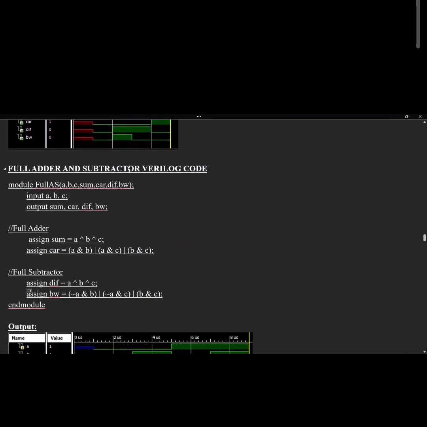Now the full adder and subtractor Verilog code. First for the module, we can give any name. Inside this we give the inputs and outputs. Inputs here are A, B, C. Sum, carry, difference, borrow are outputs. We use the input and output keywords. Next is assign sum, and assign difference is the same because we use XOR gates: 2 XOR gates and 3 inputs. Carry and borrow we have to write according to the equations.